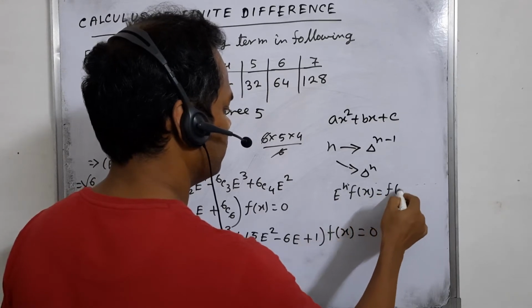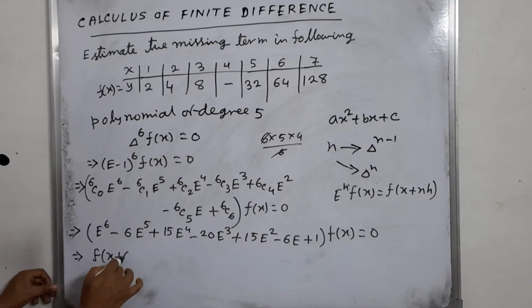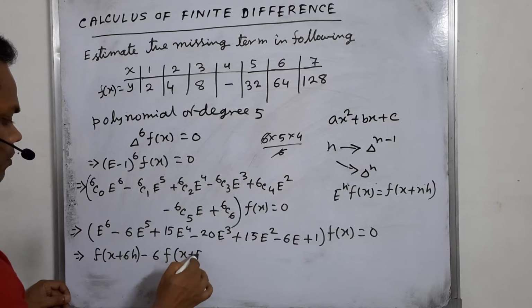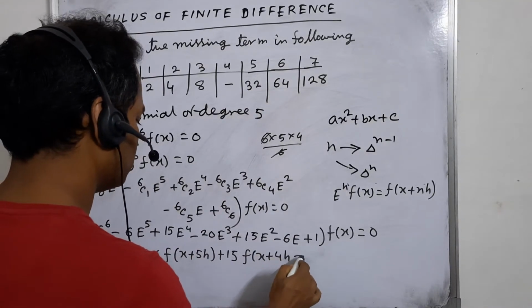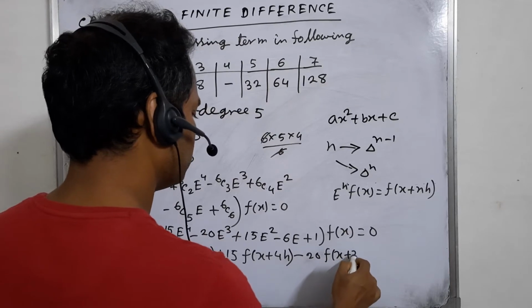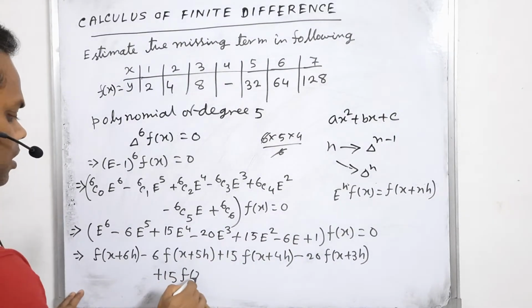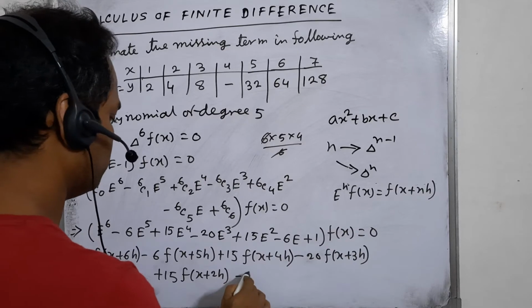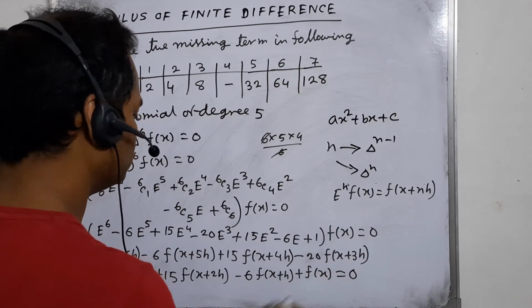Now E to the power 6 fx, there is a formula: E to the power n fx is equal to f of x plus nh. So E to the power 6 fx is f of x plus 6h, minus 6 E to the power 5 fx, which is f of x plus 5h, plus 15 E to the power 4 fx, which is f of x plus 4h, minus 20 E cube f of x plus 3h, plus 15 E square fx, f of x plus 2h, plus fx, minus 6 E fx, which is f of x plus h, plus fx is equal to 0.